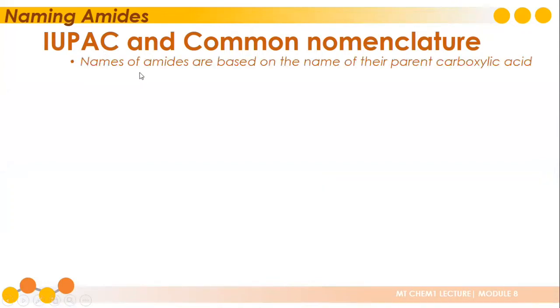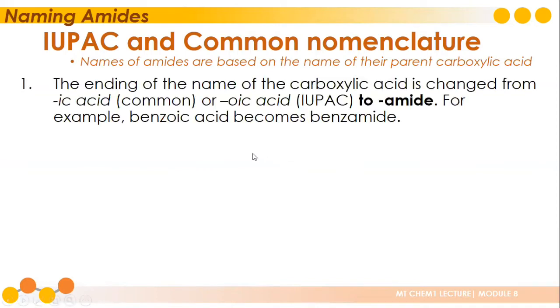The names of amides are based on the names of their parent carboxylic acids. Since they are derivatives of carboxylic acid, we will be getting the names of these amides from our parent carboxylic acid. So here are the rules. First, the ending of the name of the carboxylic acid is changed from "ic acid" if it's from the common name, or "oic acid" if it's from the IUPAC name, to "amide." So we will be changing the suffix of the carboxylic acid parent compound to amide.